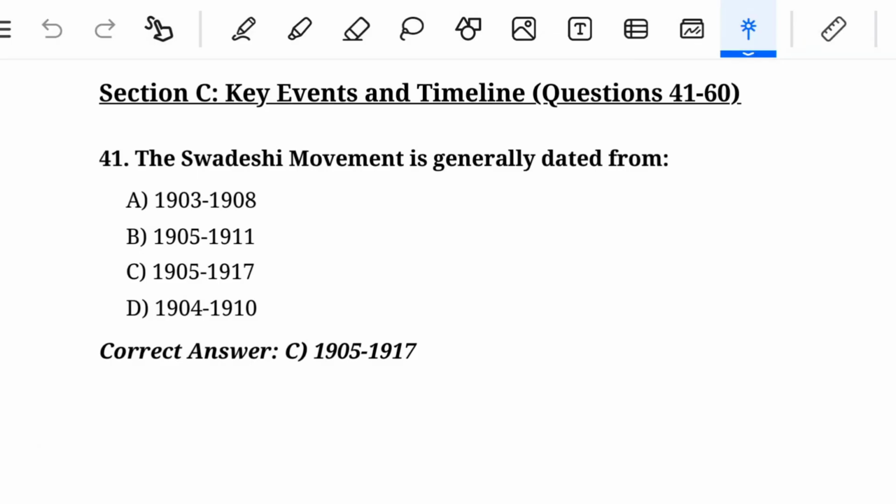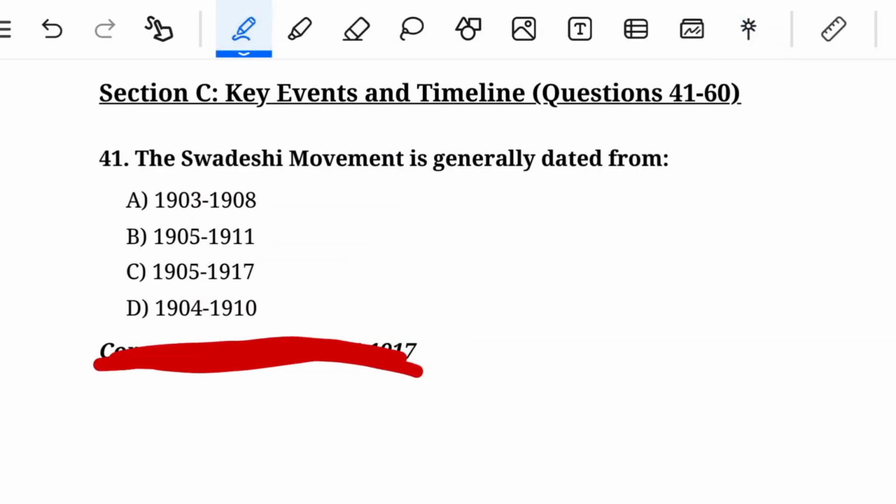41. The Swadeshi movement is generally dated from A. 1903 to 1908, B. 1905 to 1911, C. 1905 to 1917, D. 1904 to 1910. Correct answer C. 1905 to 1917.